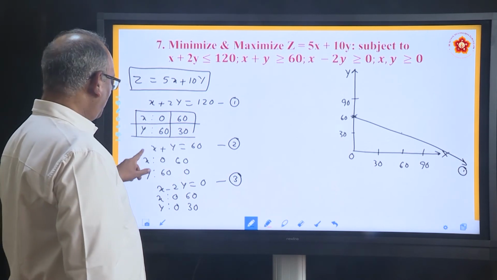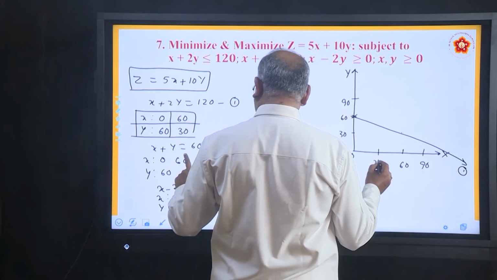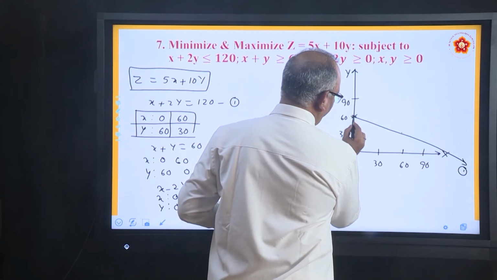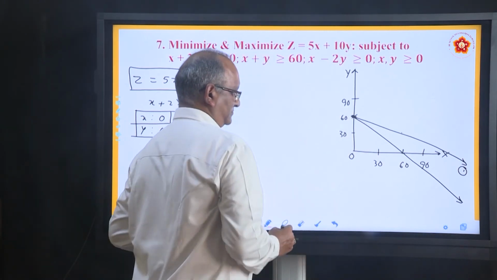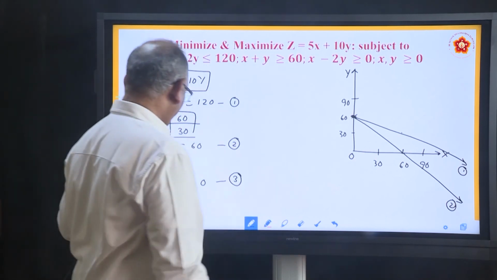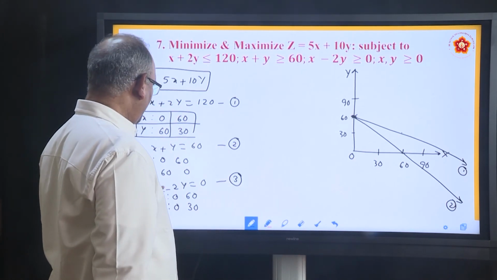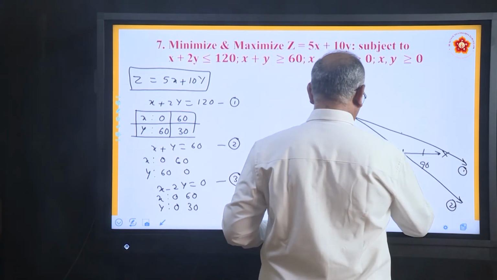Okay. Now come to the second one. X is 0, y is 60, and x is 60, y is 0. So join these 2 points. This is the second line. Come to the last one. X is 0, y is 0, x is 60, y is 30. This point, this is going this way.